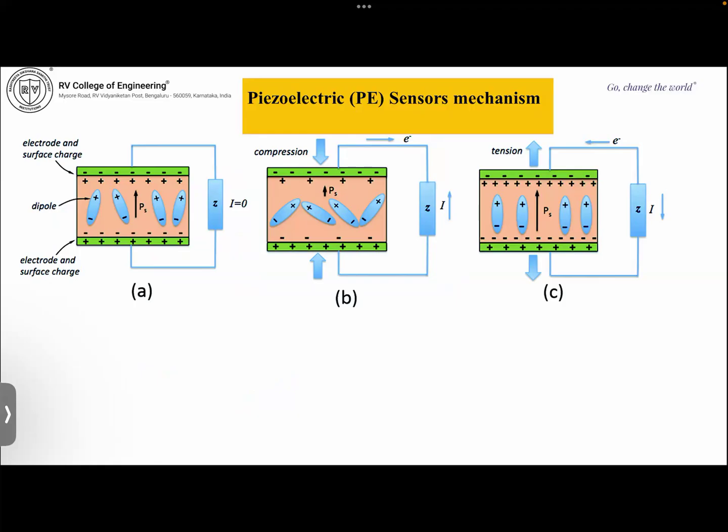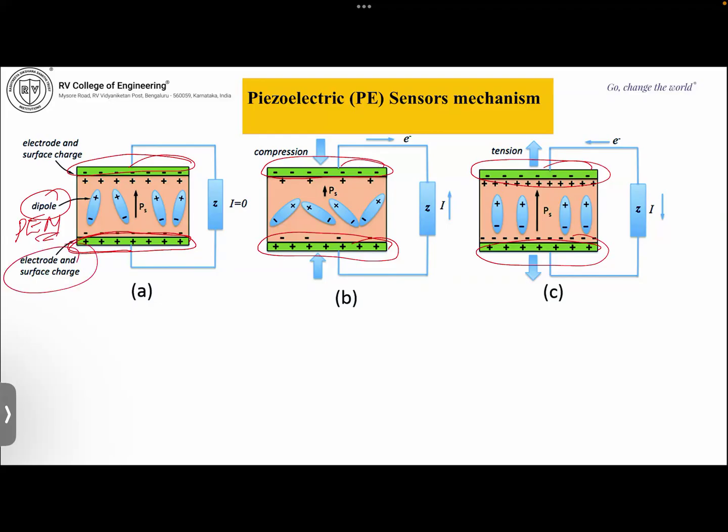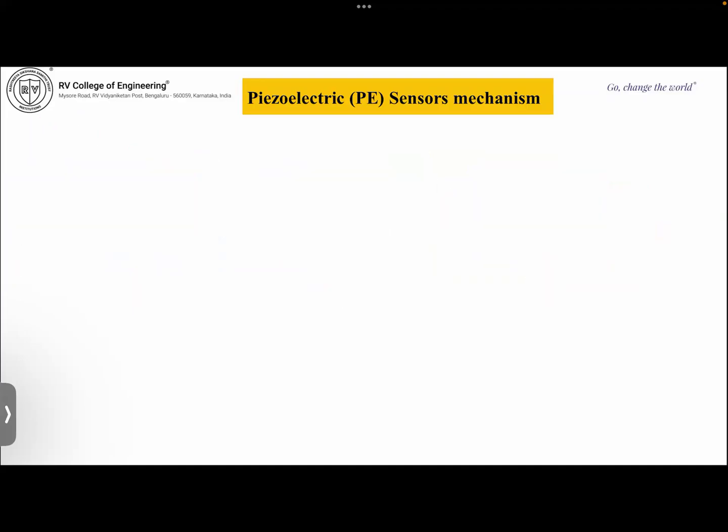Let us understand the internal dipole orientation when a mechanical load is applied to the piezoelectric material. This is the representation of the non-uniform charge distribution on the metal plate. You can observe here the negative charge and the positive charge on the metal plates in the three cases, A, B, C. And we have the dipoles of the piezoelectric material. This is the piezoelectric material sandwiched between two electrodes, and you can see the orientation of the dipoles. Let us discuss one by one in detail.